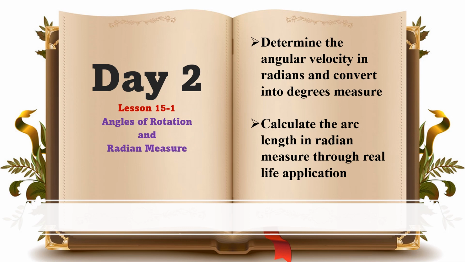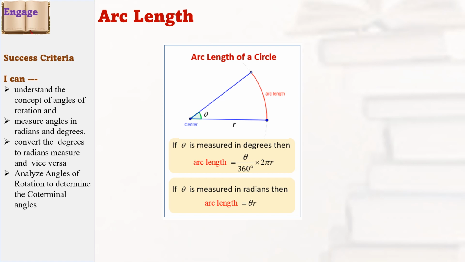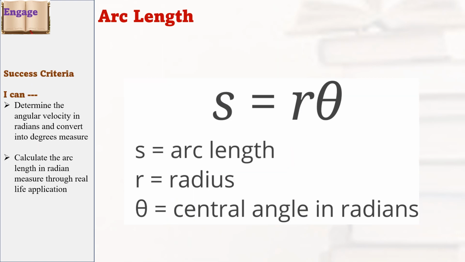Today we will see how to determine the angular velocity and calculate the arc length in radian measure. Remember, in order to calculate the arc length, you either use the formula theta over 360 times 2 pi r, or arc length is equal to r theta. Normally, to calculate the arc length, we keep theta in the radian measure.